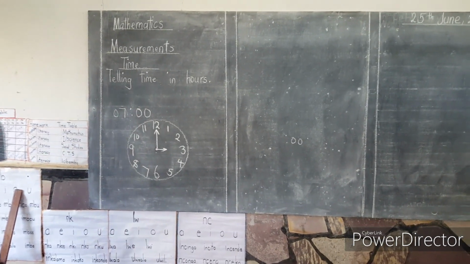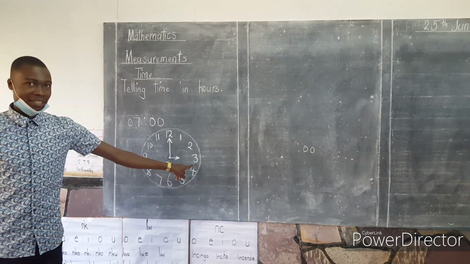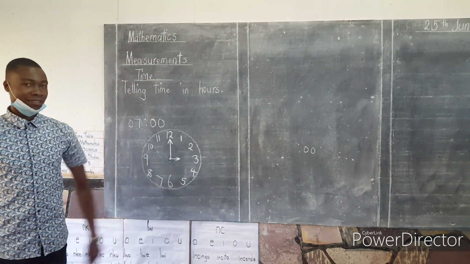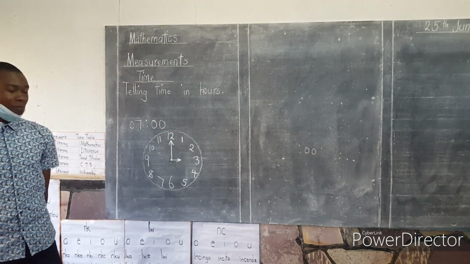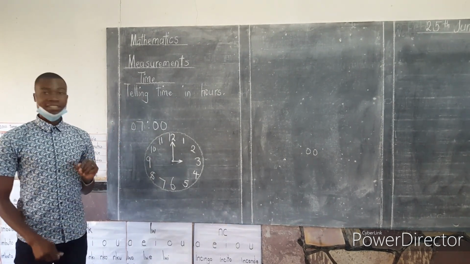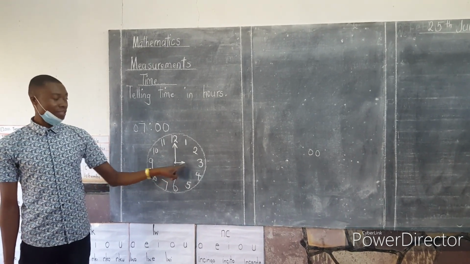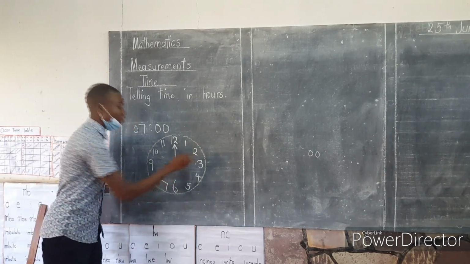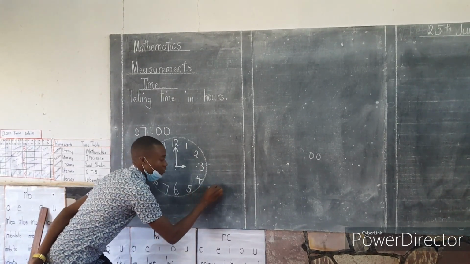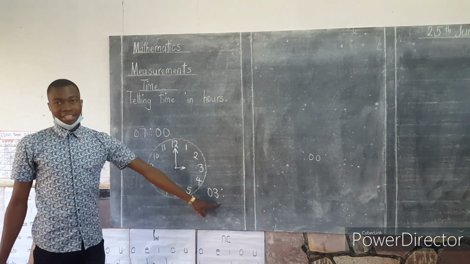Okay, now I would like you to tell me what hour it is in the morning. If you were paying attention when I was talking about the clock, I said the short hand points at hours. So when you look at where it is pointing, at 3, it means when it comes to hours, this is 03.